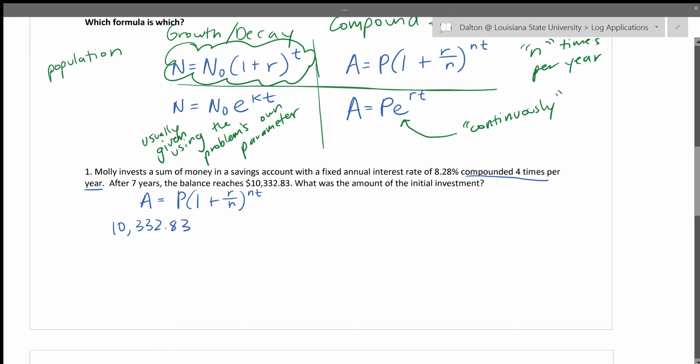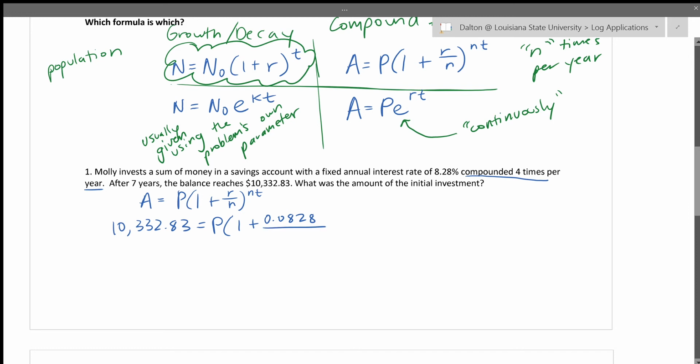$10,332.83. So that's our final amount, is equal to P, which stands for your initial or principal amount, which is what we're looking for. They said, what was the amount of the initial investment? So we're leaving P as is. That's what we're going to need to solve for. Open parentheses, 1 plus r, where r stands for the rate, 8.28%. Again, you have to make sure to take those percents and move your decimal point 2 spaces to the left. So that's going to be 0.0828.